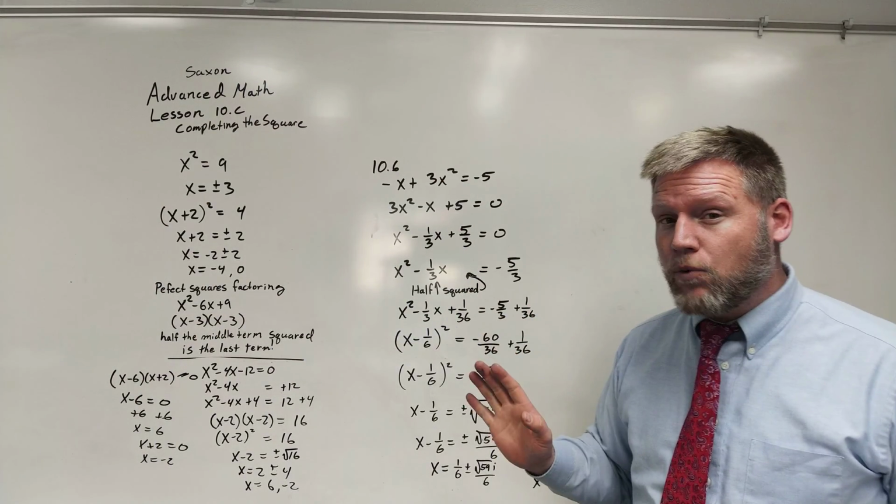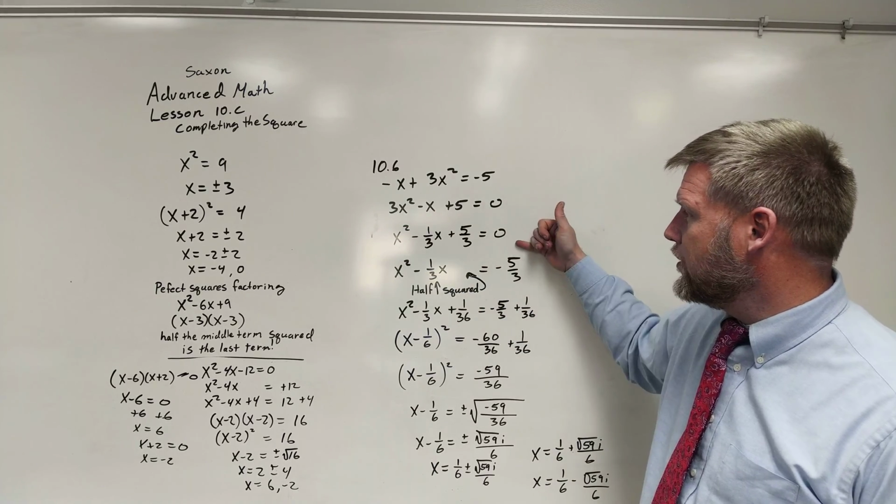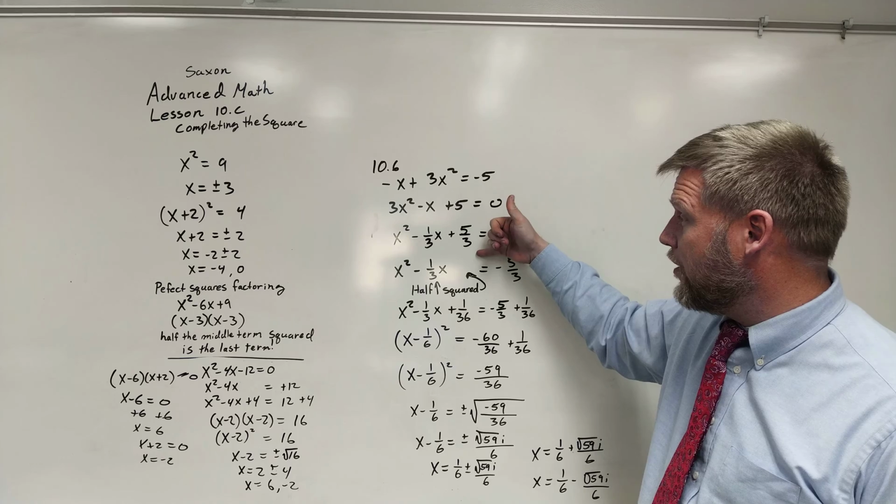In order for completing the square to work, I need to get rid of this 3. So I divide everything by 3. Well, 0 divided by 3 is 0. Very easy, it's 0. 5 divided by 3.